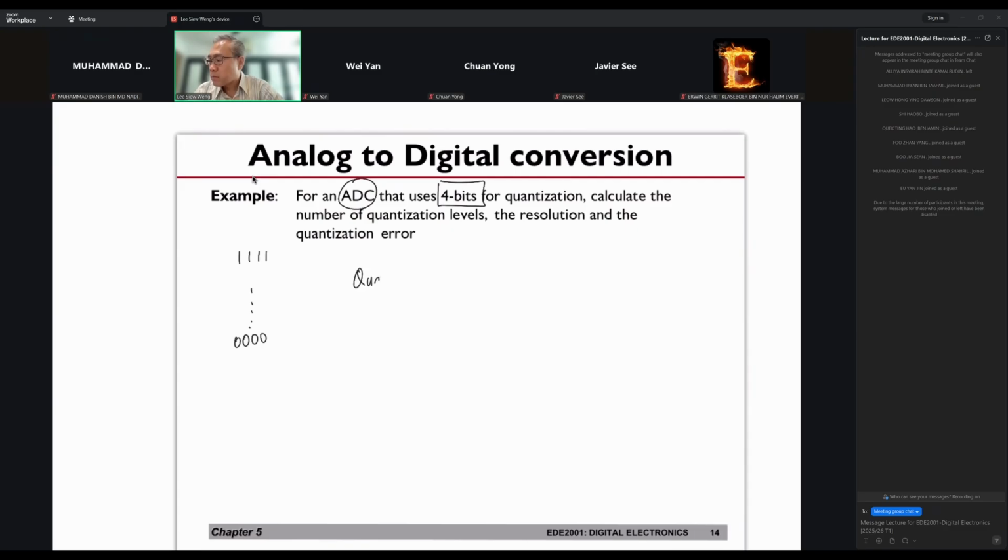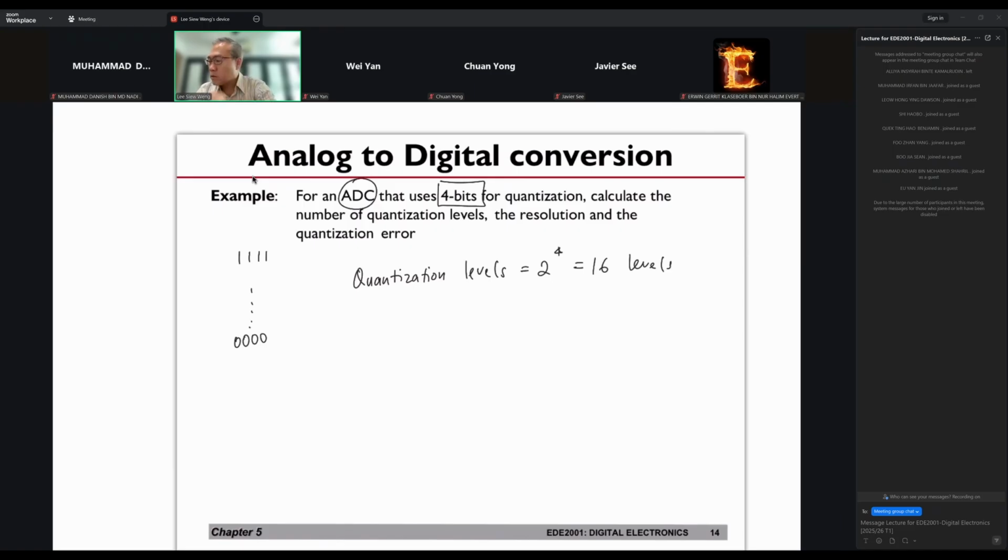The quantization levels mean how many levels I can split the analog signal that comes in into. So let's say the signal goes from 0 to 5 volts, then how many levels can I divide that analog signal into? That will be 2 to the power of 4, which is 16 levels. So that's the first part, which is quite easy.